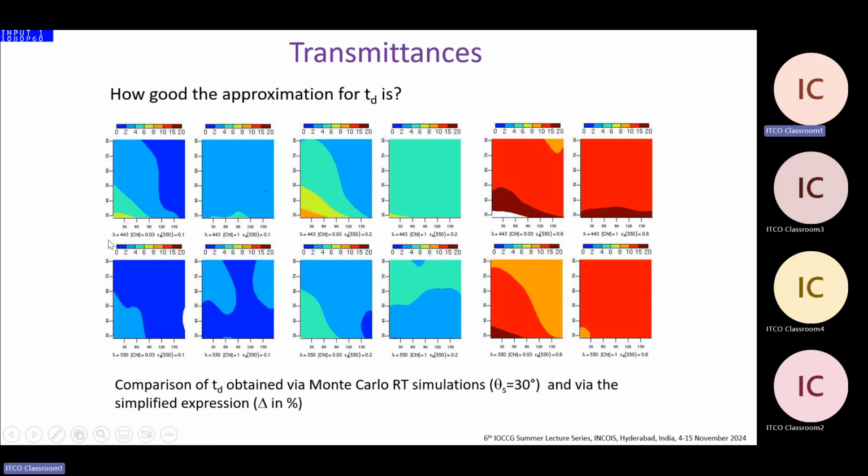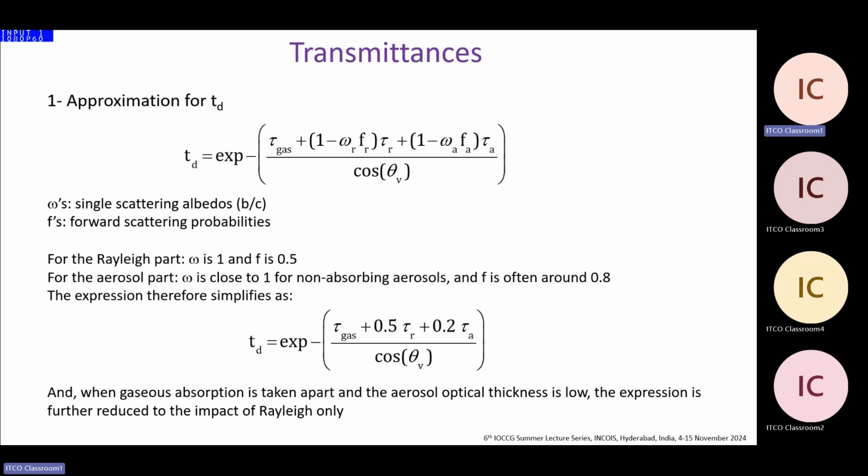The top row is for 443 in the blue, and the bottom row is for 555 nanometer. From left to right, it's for increasing aerosol optical thickness of 0.1, 0.2, and 0.6. As you can see, there are quite significant differences actually. I think that's one of the reasons why, for instance, the OLCI processing now is no longer using these expressions, but is using lookup tables from radiative transfer again to calculate the transmittance. The other thing you might notice here is that the geometry is only coming in as the view angle, only.